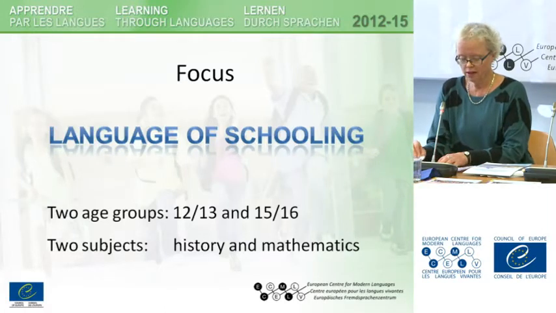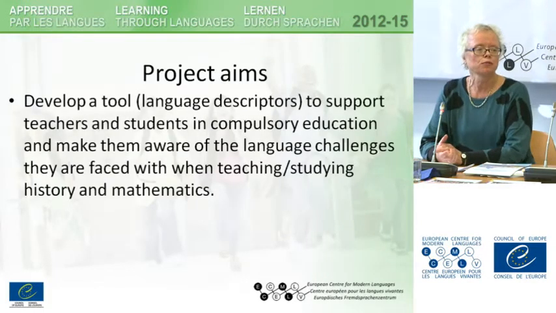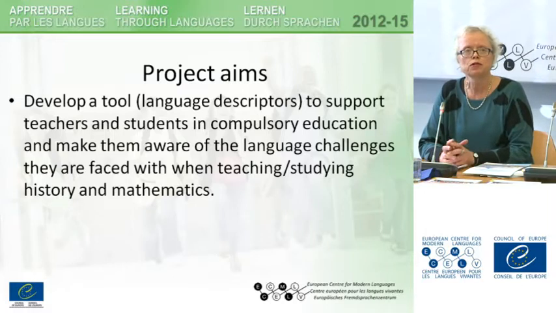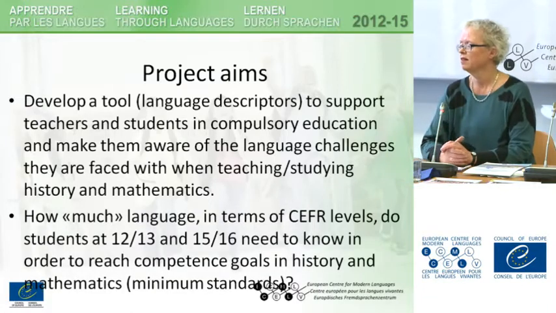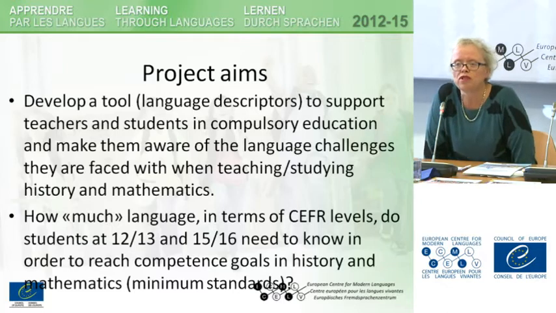So we had two aims for the project. The first one was to develop language descriptors for mathematics and history, linked to the Common European Framework. And we chose to develop descriptors for the levels A2 to B2. And the second aim was to indicate minimum standards. How much language do 12, 13-year-olds need to have in the language of schooling in order to reach competence goals?